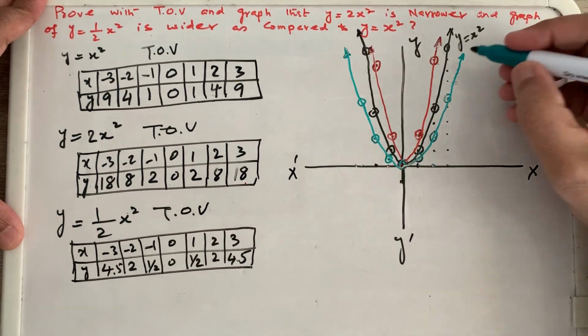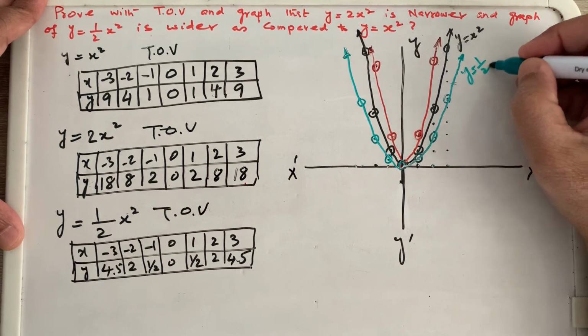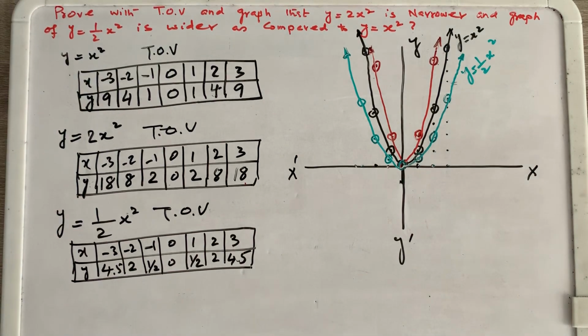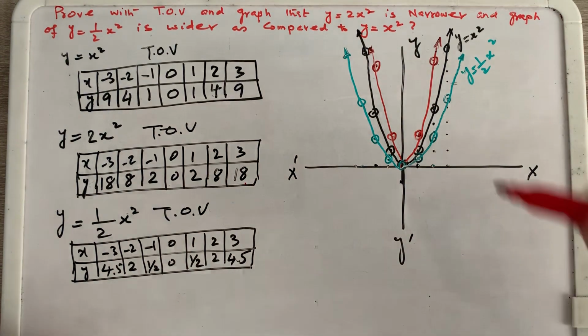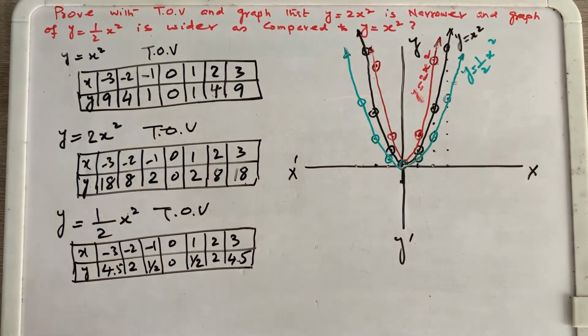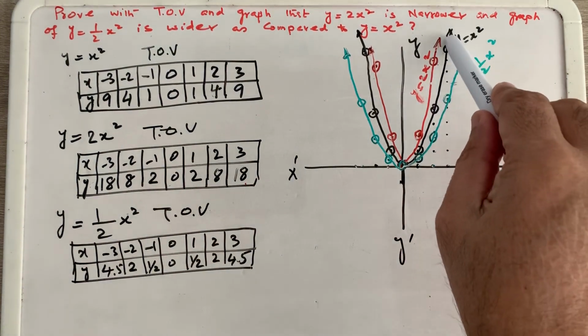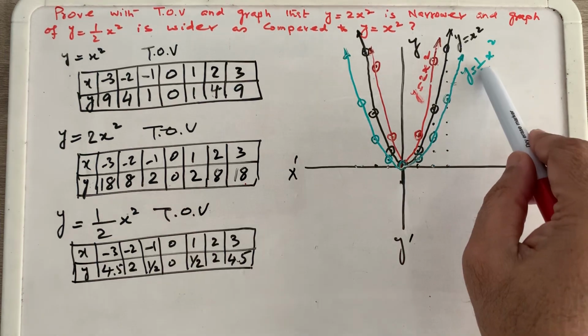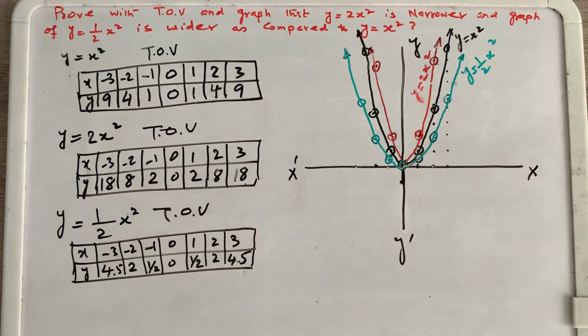this direction. So the green one is the graph for y is equals to half x square, whereas the red one is the graph for y is equals to 2x square. So I will put red, y is equals to 2x square, right? So we have all three graphs and all three TOVs, and we have proved here by the graph and by the table of values that y is equals to 2x square is narrower as compared to y is equals to x square, and y is equals to half x square is wider as compared to y is equals to x square, right?